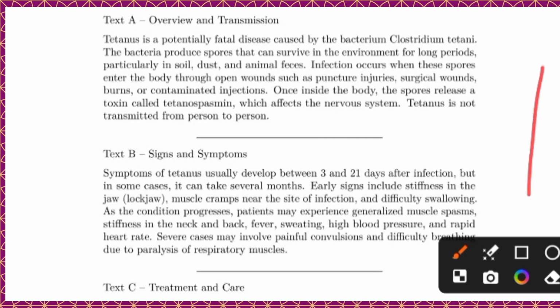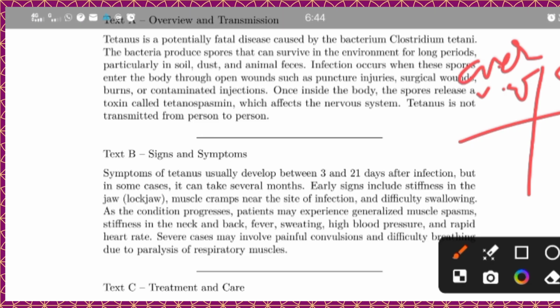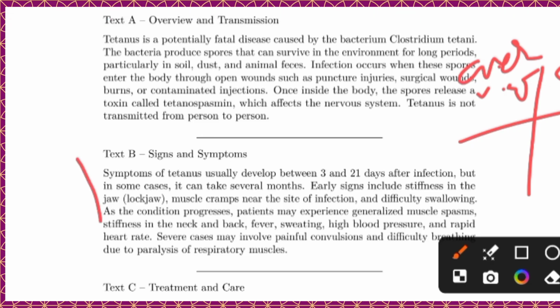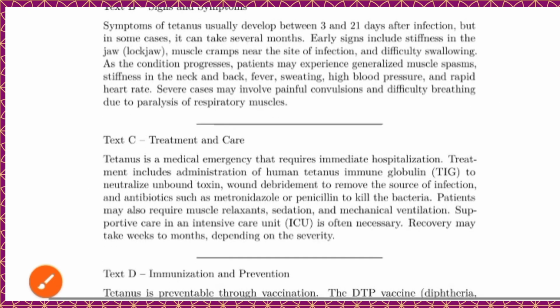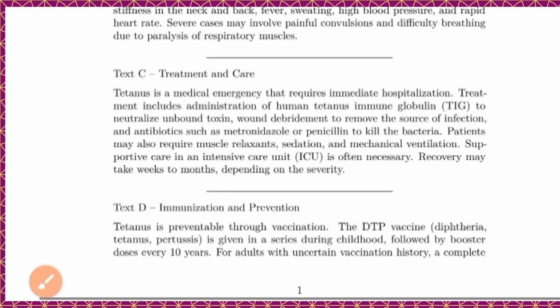In these four columns, the first one is the overview. Second is the signs and symptoms. Third one is the treatment part, and fourth one is the prevention part. Mostly all the paragraphs are like this only. So, friends, in this, all these are the prevention and immunization. So this is the text overview.